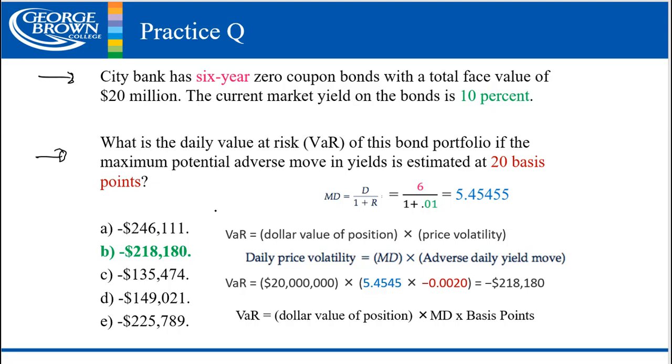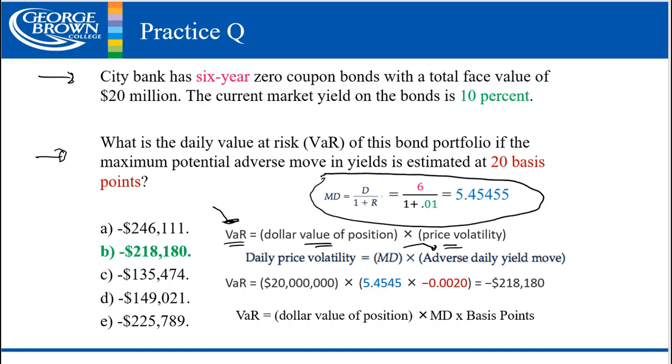So again, just moving how we're going to calculate for the solution. The value at risk is the dollar value of the position. That's market value. So we know that's going to be 20 million times the price volatility. And we know that the price volatility is the product of the modified duration times the adverse daily yield move. So again, we've calculated the modified duration. That hasn't changed.